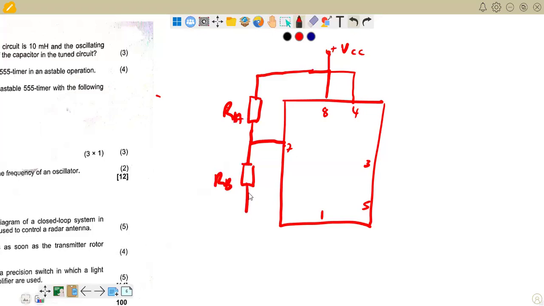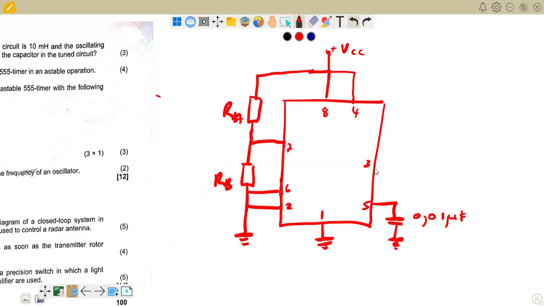Right, and of course connected to pin 6. That's pin 6 there, again interconnected to pin 2. Then it's grounded, connected to the earth. Pin 1 is the ground, the one that is connected to the earth. Pin 5 must also be grounded, having been connected to a 0.01 microfarad capacitor, then further grounded. So there we go.